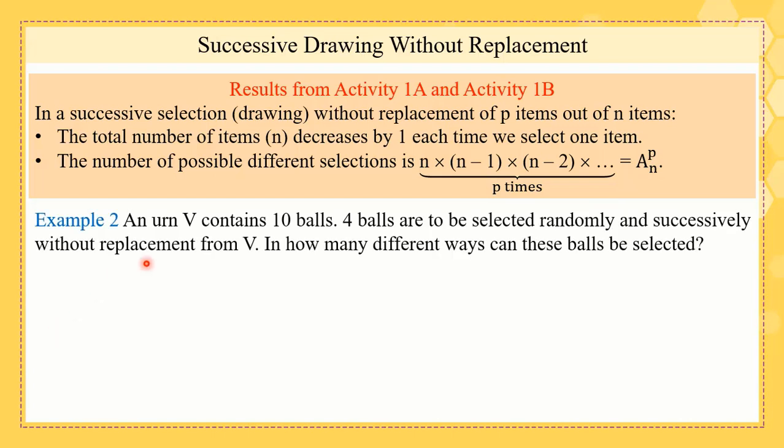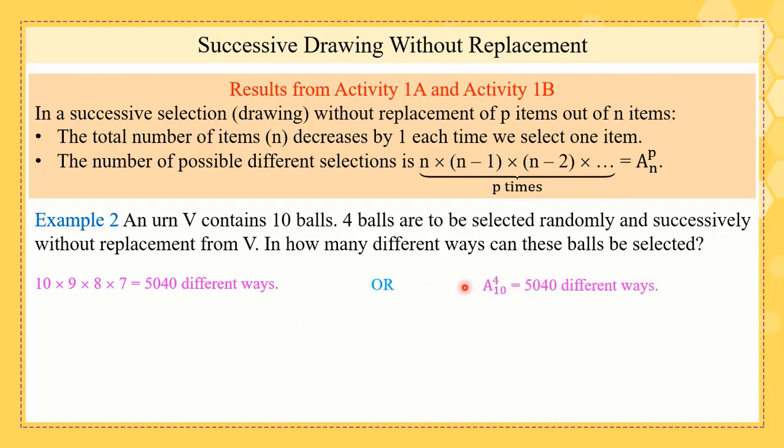Let's see this example. An urn V contains 10 balls. 4 balls are to be selected randomly and successively without replacement from V. In how many different ways can these balls be selected? What's important in this question is that we have 10 balls and we need to select 4 balls out of these 10, successively without replacement. So according to this result, the number of ways would be 10, which is the total number of balls, multiplied by 9, multiplied by 8, multiplied by 7, and this would be 5040 different ways.